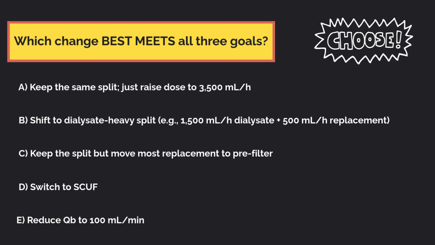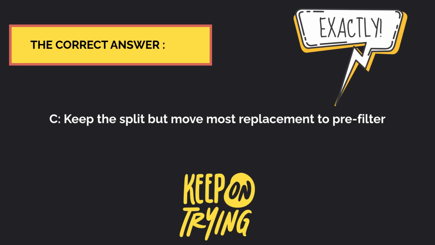Option C, keep the same total split, but move most of the replacement fluid to the pre-filter side. Okay, this one directly tackles hemoconcentration, lowers filtration fraction, and prolongs filter life while maintaining the same overall dose. Option D, switch to SCUF. That's pure UF, no clearance, so definitely not meeting all 3 goals. And option E, reduce the blood flow to 100 milliliters per minute. That would actually worsen hemoconcentration and raise filtration fraction more. So the best answer here is to keep the split but move most replacement fluid to pre-filter.